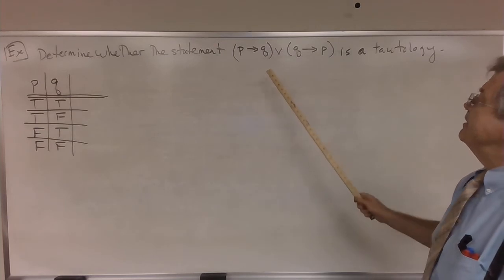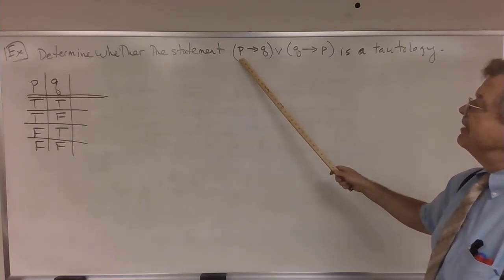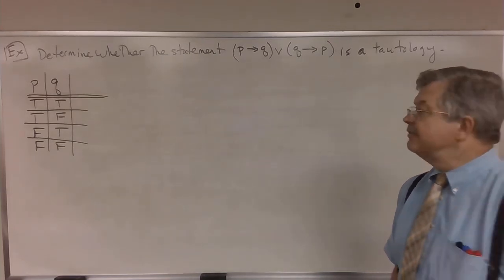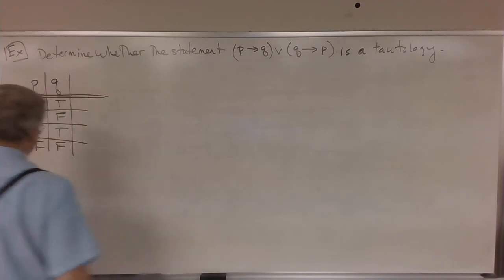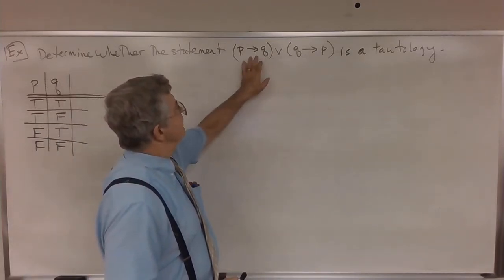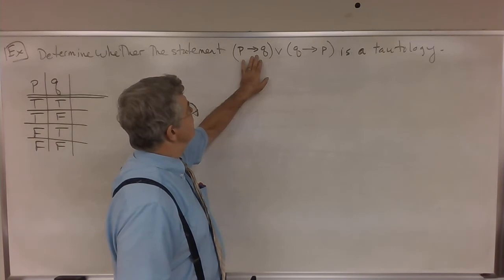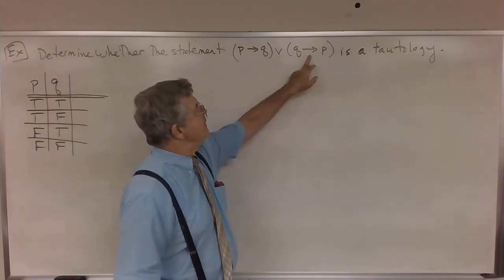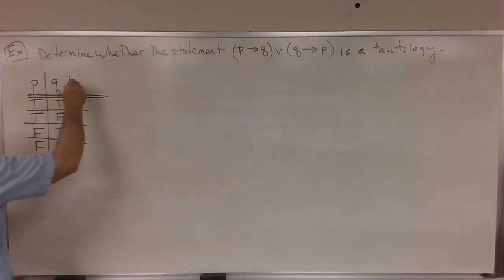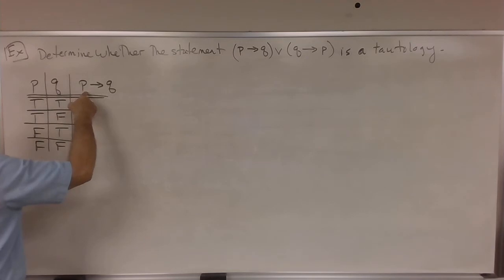Now we only have two simple statements. We have P, we have Q. So there's only going to be four combinations of truth values. And remember the way we do it? On the outside, true, true, false, false. And on the inside, true, false, true, false. I guess we do what's in the parentheses first. We can do this. If P, then Q. Then do that. If Q, then P. And then we'll do the whole thing. So P implies Q, or if P, then Q.